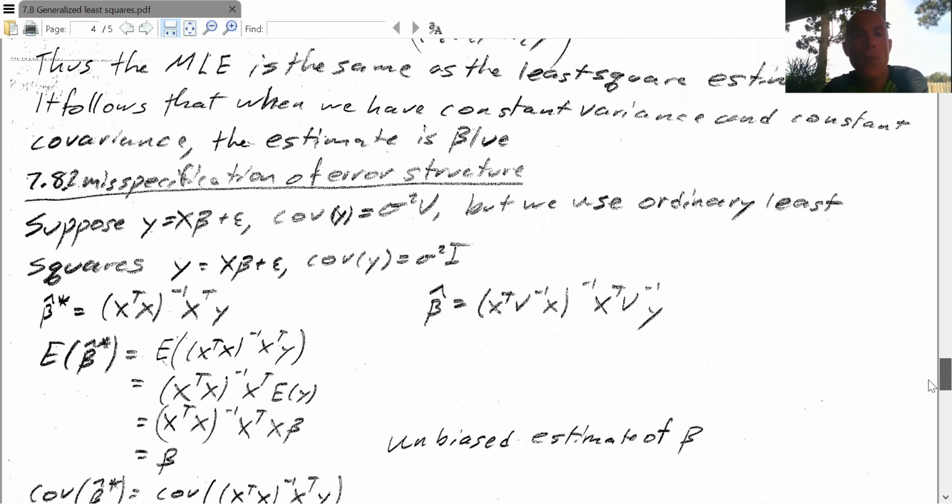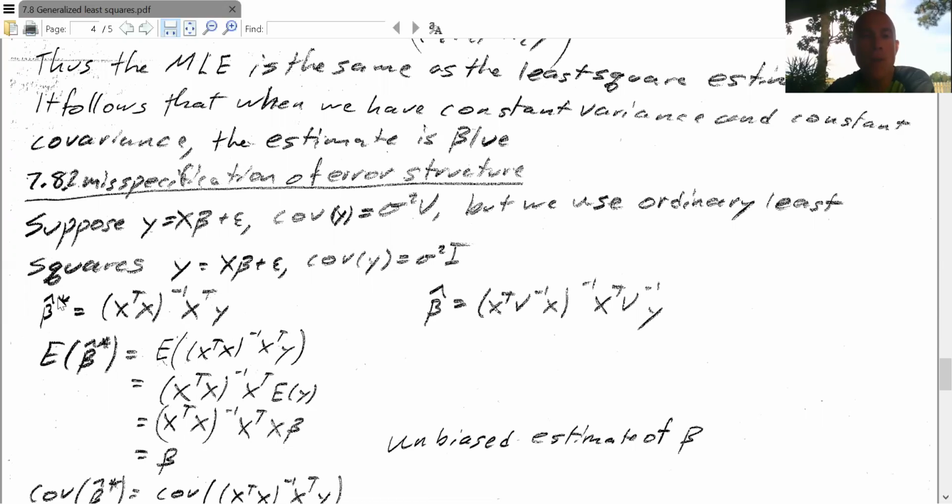All right, so now we want to think about what happens when we misspecify the error structure. Let's say Y is equal to X beta plus epsilon. Covariance of Y is our generalized least squares assumption of sigma squared times V, but we make a mistake. We don't recognize that we're in a generalized least squares situation. We assume we're in regular ordinary least squares land. So I use this as my covariance matrix instead of what I should use. Well, what is going to happen?